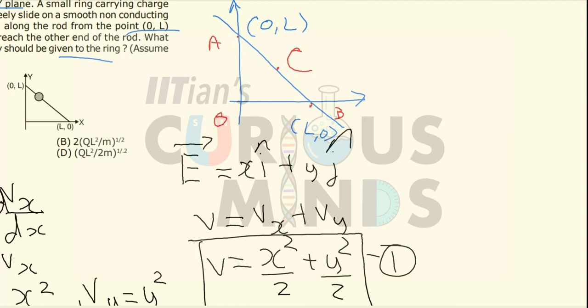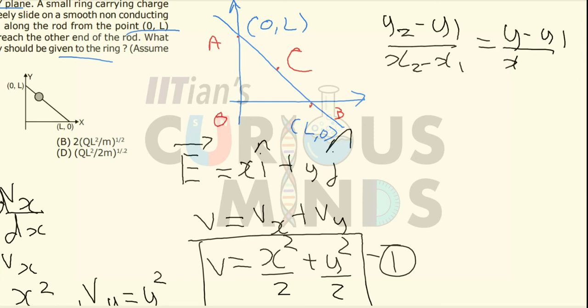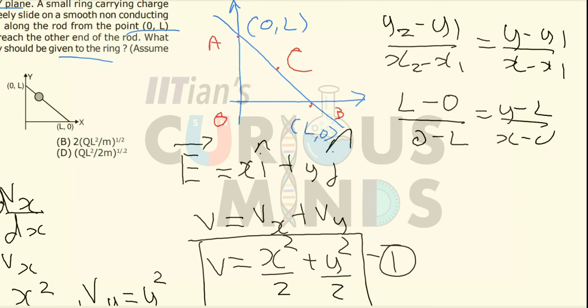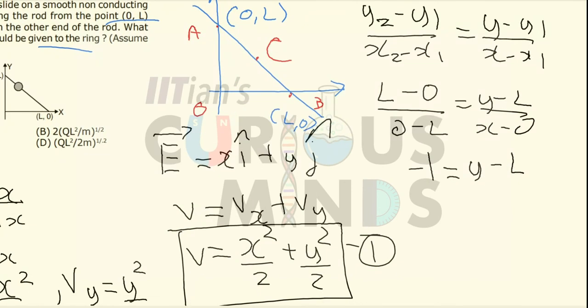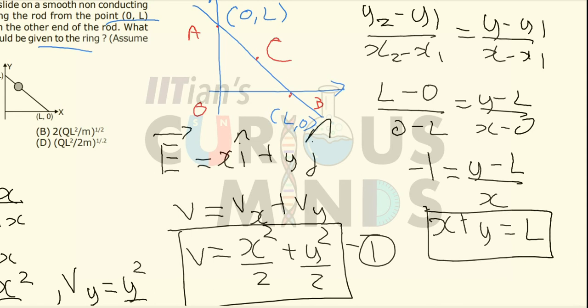Now, the equation of this line can be found by using (y2 minus y1) divided by (x2 minus x1) is equal to (y minus y1) divided by (x minus x1). Over here, (L minus 0) divided by (0 minus L) is equal to (y minus L) divided by (x minus 0). When I cross multiply this, it will be minus 1 is equal to (y minus L) divided by x, so x plus y will be equal to L. This is the equation of the line.